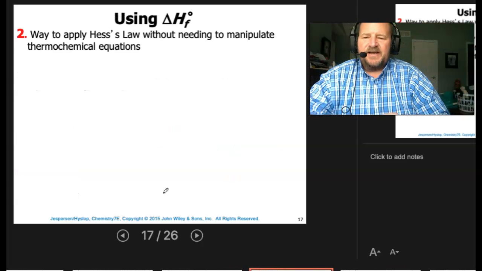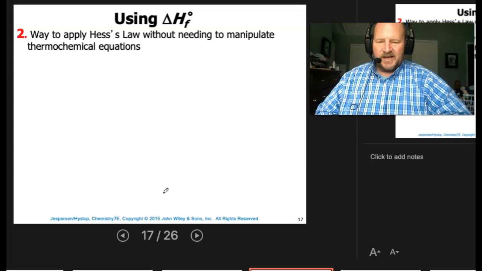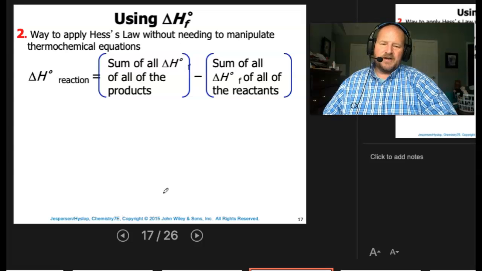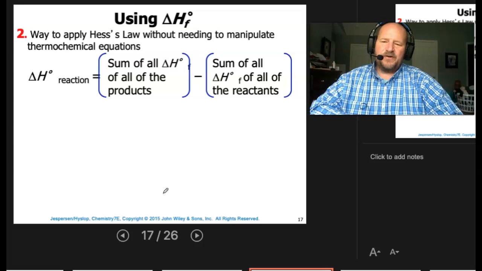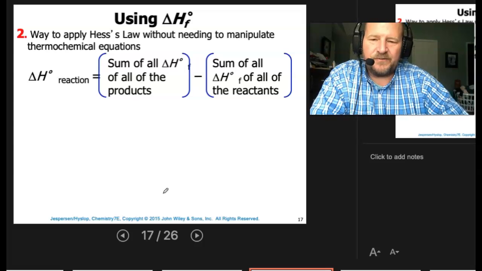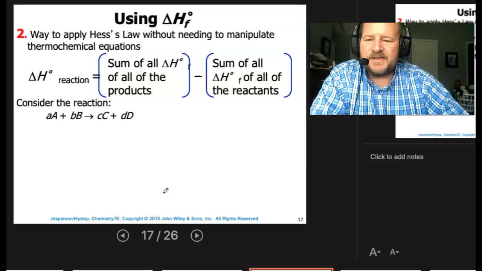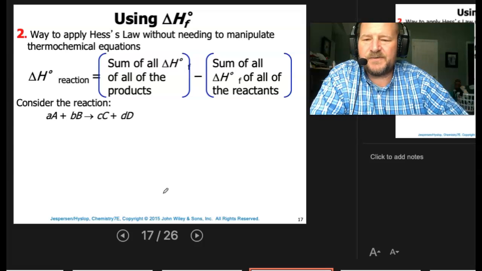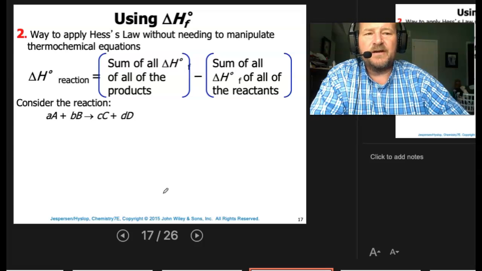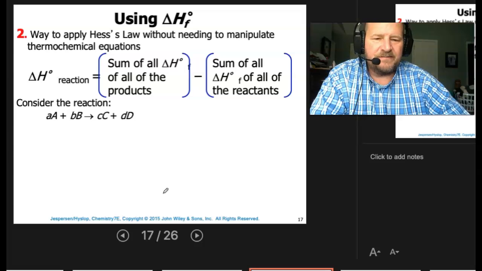So using delta H of formation, number 2, is a way to apply Hess's law without needing to manipulate thermochemical equations. In other words, another way to get the delta H of reaction would be to sum up all the delta H formations of all the products minus the sum of all the delta H formations of all the reactants. So let's consider a reaction. We have aA, right? So little a is the coefficient of species A, plus little b is the coefficient of B, going to c, which is the coefficient of big C, plus d of D, right?